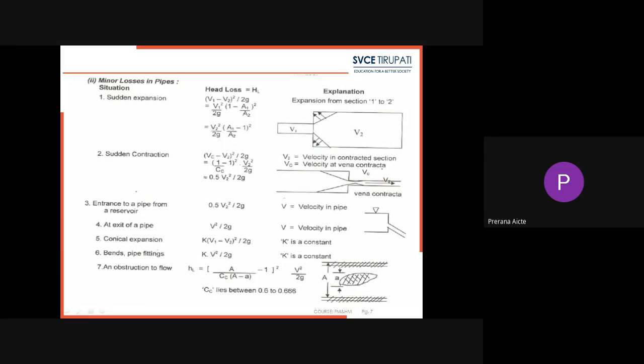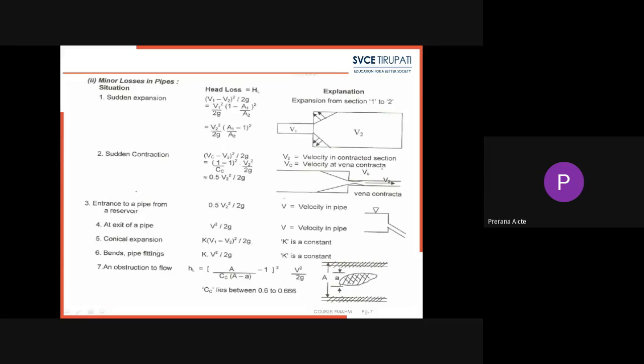So the next topic, minor losses in pipes. Minor losses in pipes may be caused mainly by different situations: sudden expansion, sudden contraction, at the entrance to a pipe from a reservoir, at the exit of a pipe, conical expansion, bends, pipe fittings, and an obstruction to the flow.